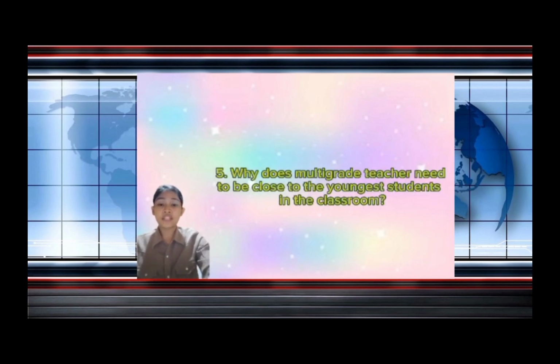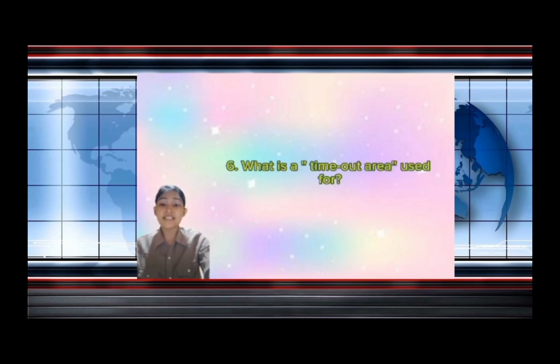For question number 5, the teacher needs to be close to the youngest learners because they need help more often than the older learners. For number 6, time out involves placing a student in a less reinforcing environment when the student engages in inappropriate behavior.